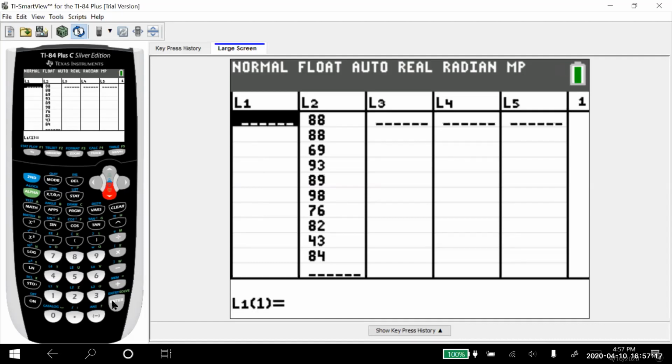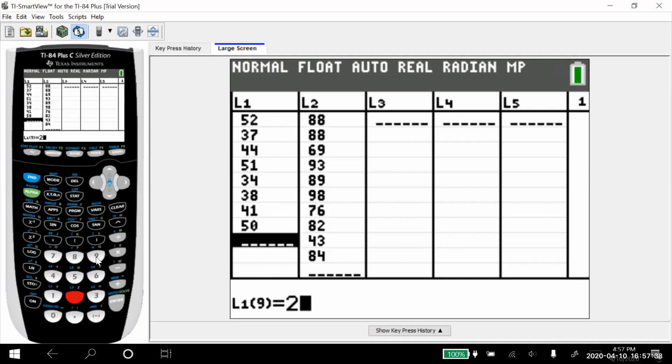Okay. We have 52, 37, 44, 51, 34, 38, 41, 50, 29, and 38. All right, so there's those 10.